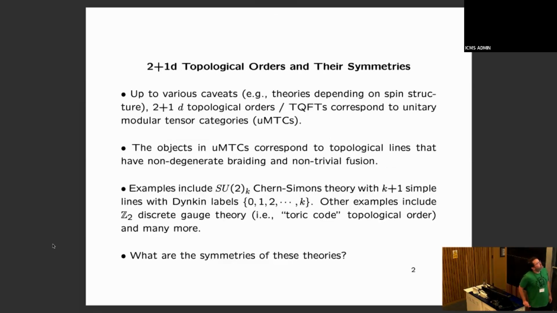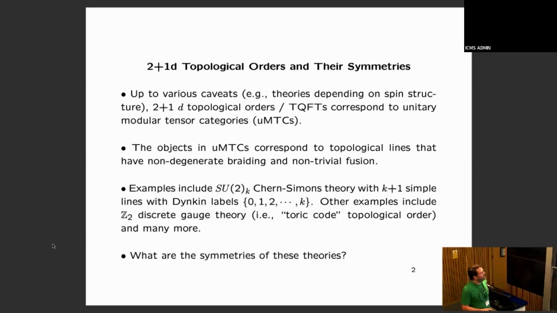So these are the basic theories that I want to talk about. So maybe I'll try to define a little bit what I mean by topological order, because there can be various definitions. So up to some caveats that won't be relevant for this talk, by a 2+1D topological order, I'll basically mean some theory that corresponds to some unitary modular tensor category.